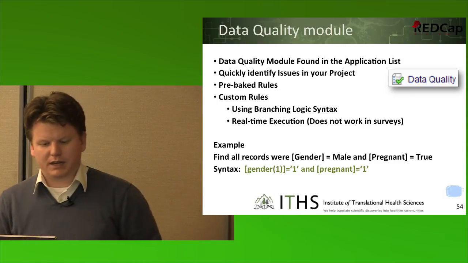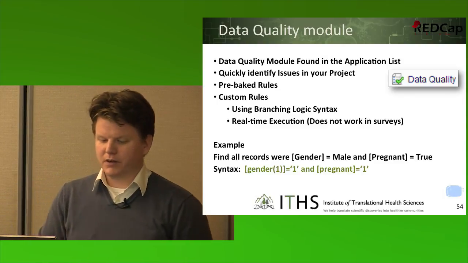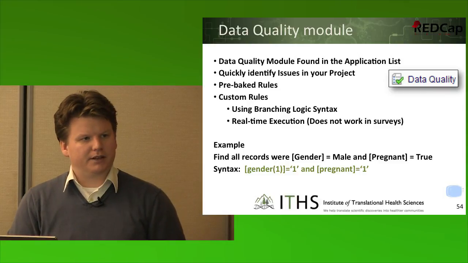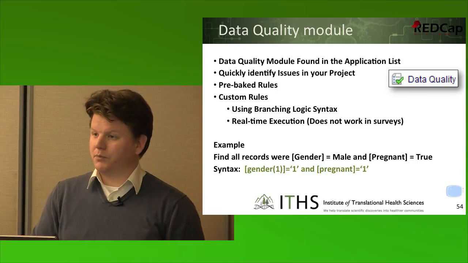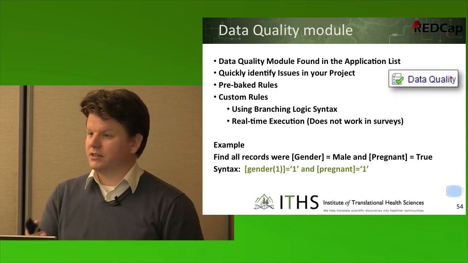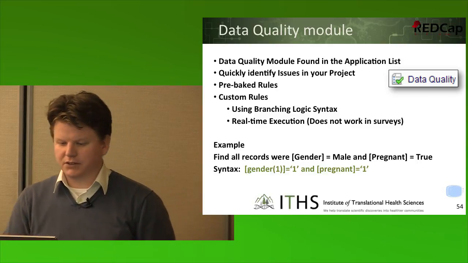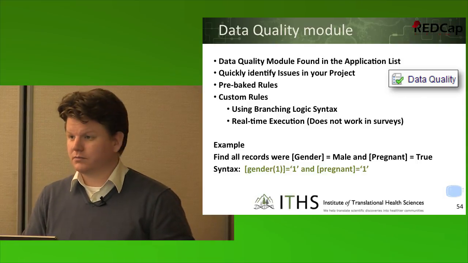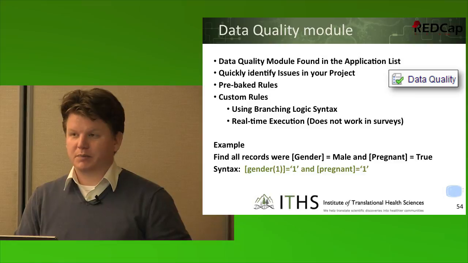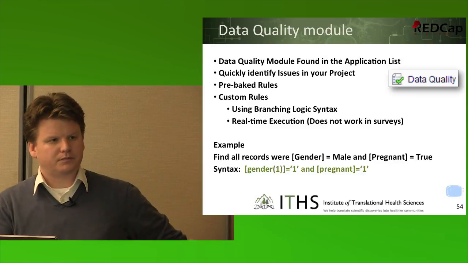So an example of that, for instance, the pregnant male: give me all the people that are males and are pregnant, should be 0. Or if you put it as a real-time execution, it says, hey, this is not possible, why did you fill this out? Make sense? Test it out, it's really handy, especially if you have a lot of records.